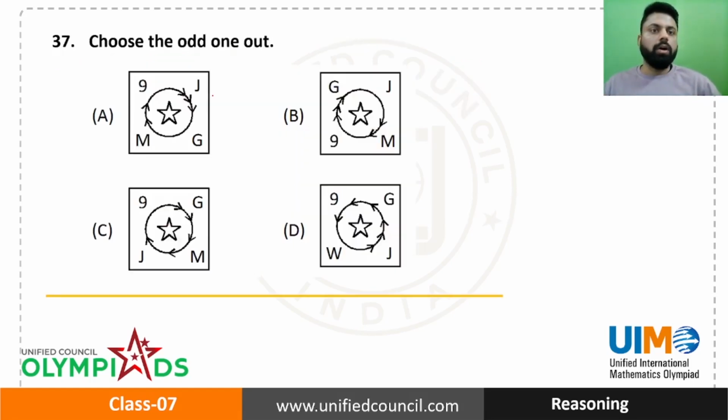Then the next one, choose the odd one out. 9JGM, 9JGM, 9JG. Okay, so over here we are having W. So first of all, this is the one that is going to be the odd one out. The reason is because here is the difference. In all others, we are having M as it is. Sequence is changing, but first we'll just try to cut it short.